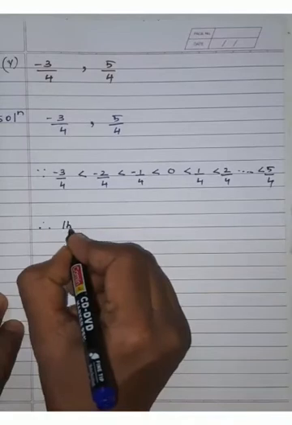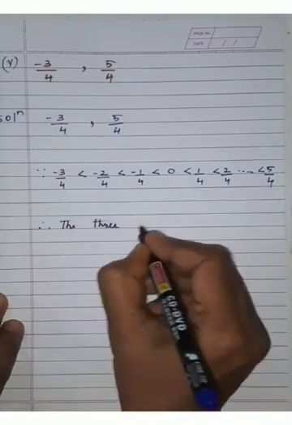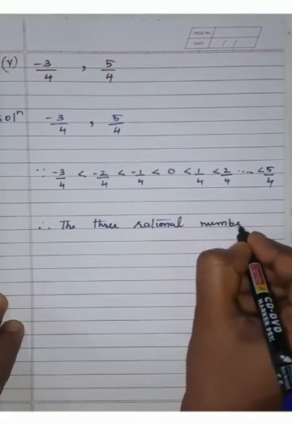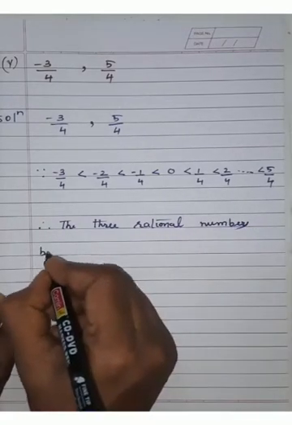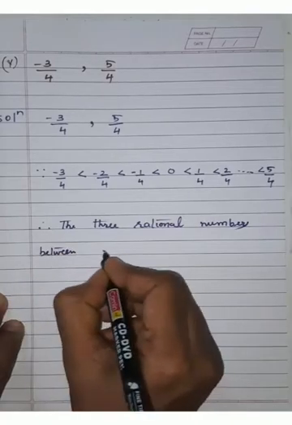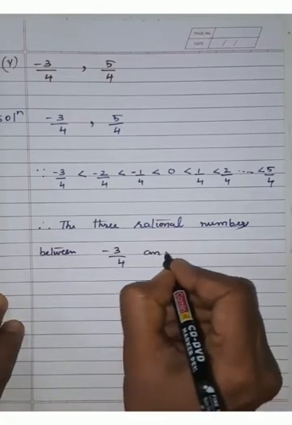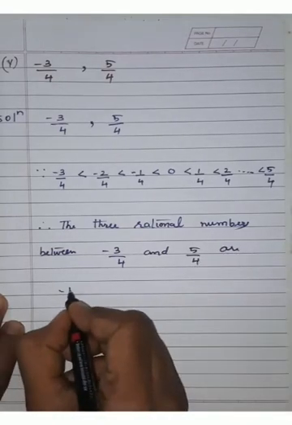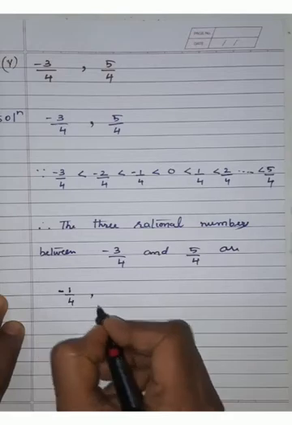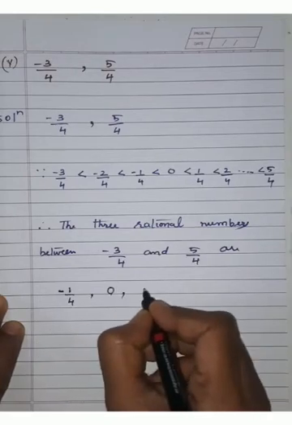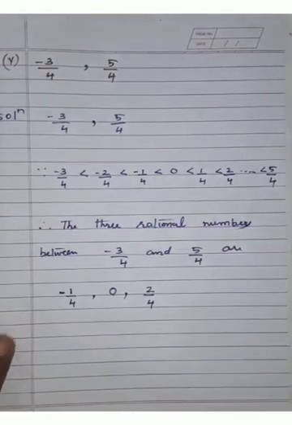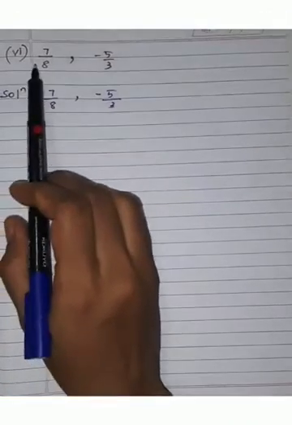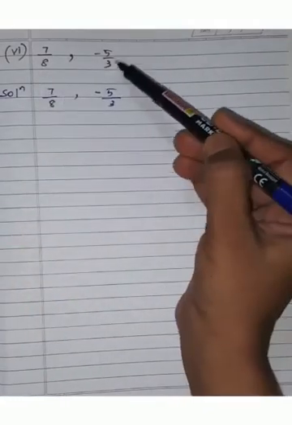Okay, so therefore, the three rational numbers between minus 3 upon 4 and 5 upon 4 are minus 1 upon 4, comma, 0, comma, 2 upon 4. Any numbers you can write, children. Okay. Now students, our sixth sub question is 7 upon 8 and minus 5 upon 3.